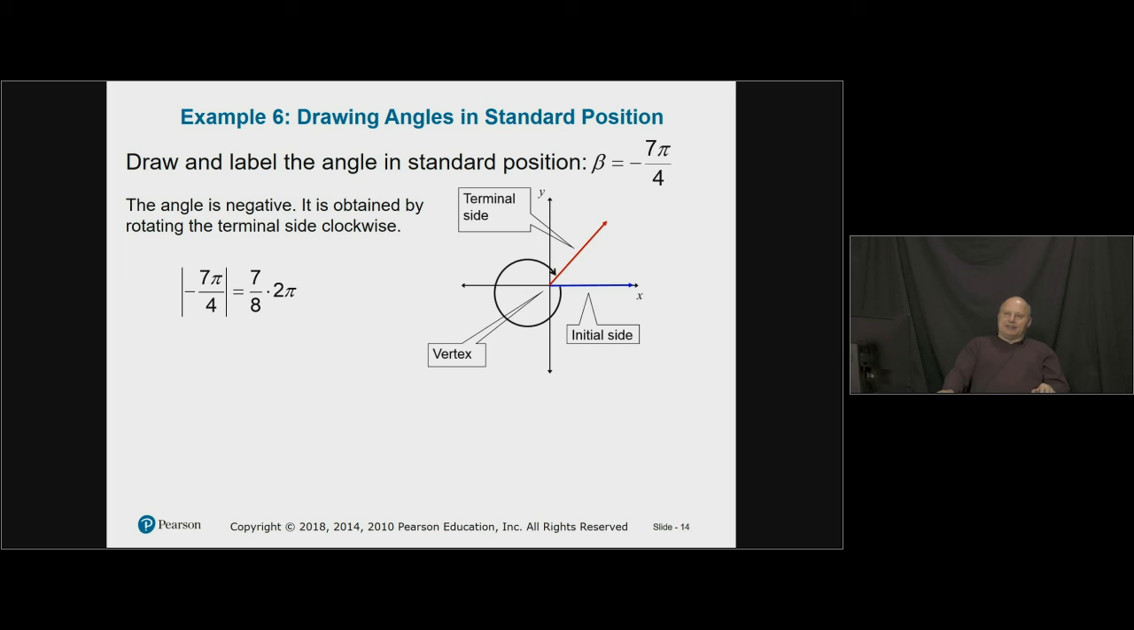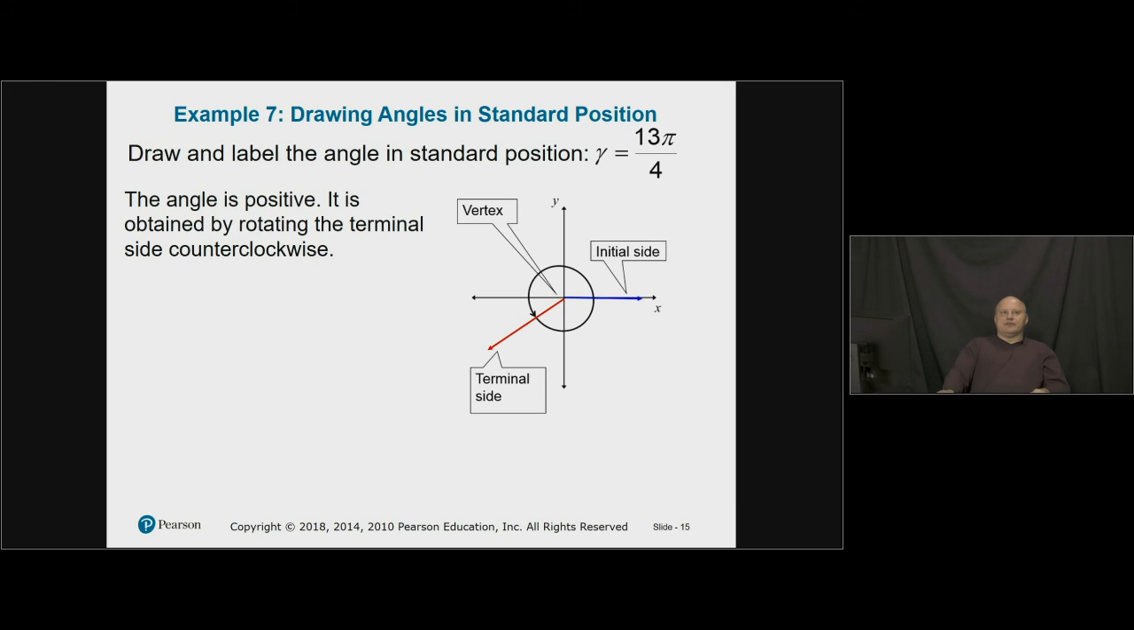So that's the challenge. The challenge is not to convert it into degrees, but to use the given angle and figure out where that terminal side is without doing that mental conversion in your head. Okay? All right. So we rotate the terminal side clockwise 7/8 of a revolution. Okay. I think we're going to do one more here.